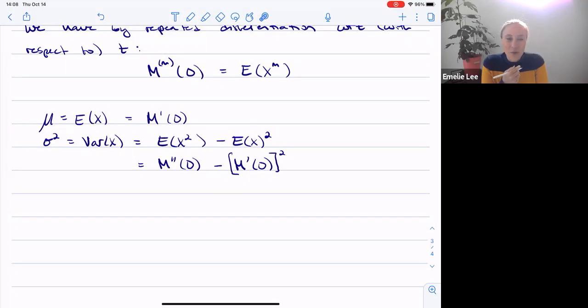Here you could make use of something like Maple, where you can have Maple calculate the fourth derivative. We don't have to do it by hand, but we need to know that that's what we need to do.